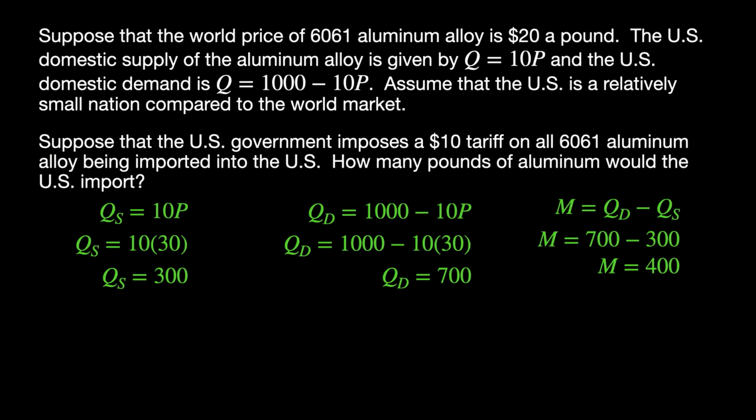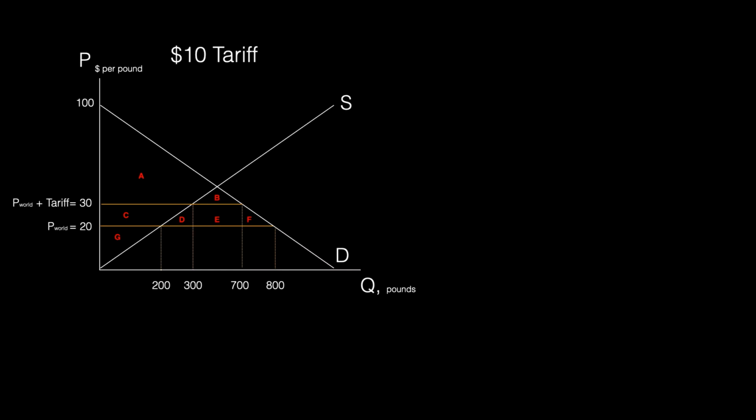So the U.S. consumer will now pay a total of $30 for each pound of aluminum alloy. Plugging $30 into the supply and demand equations, we get a quantity supplied of 300, a quantity demanded of 700, and thus imports of 400. After the government imposes the $10 tariff on aluminum alloy, what is the consumer surplus, producer surplus, tariff revenue, and deadweight loss?